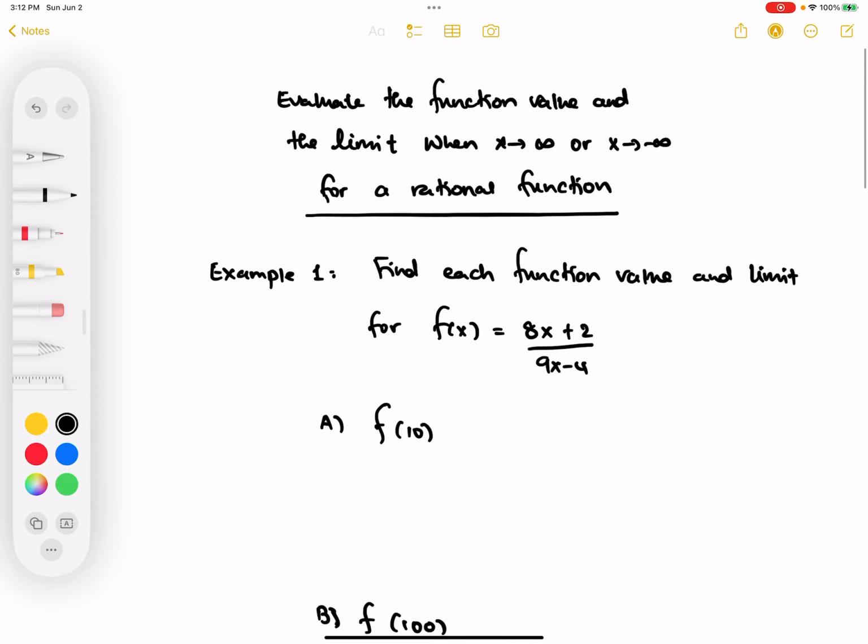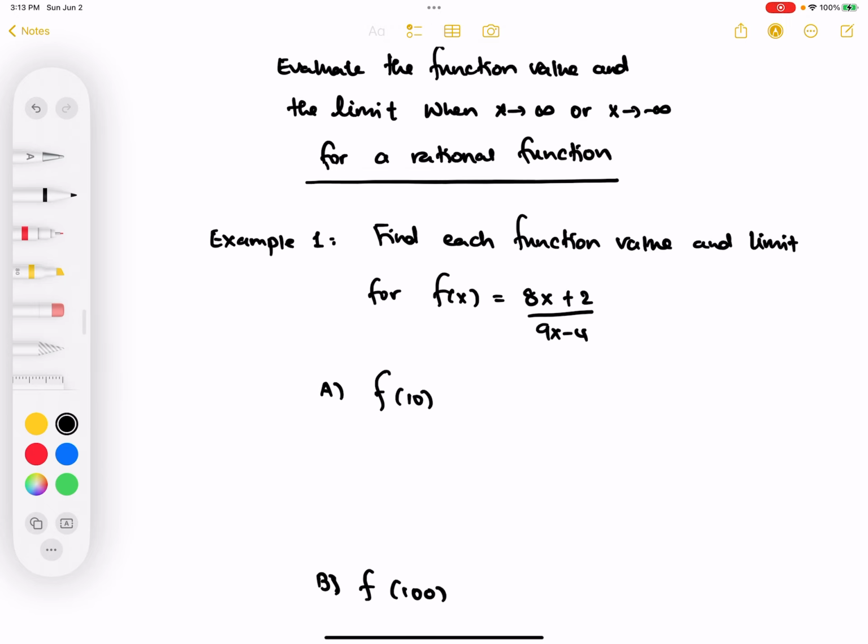All right, let us discuss how to evaluate the function value and the limit value for a rational function when x approaches infinity or x approaches negative infinity. So the function value is just substituting the given input value into the rational function and finding the output value.